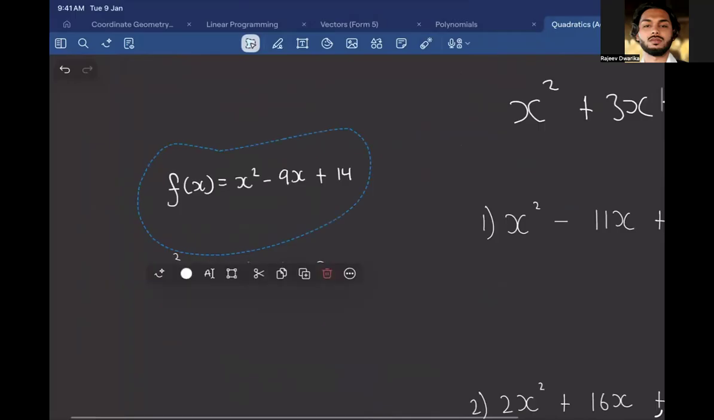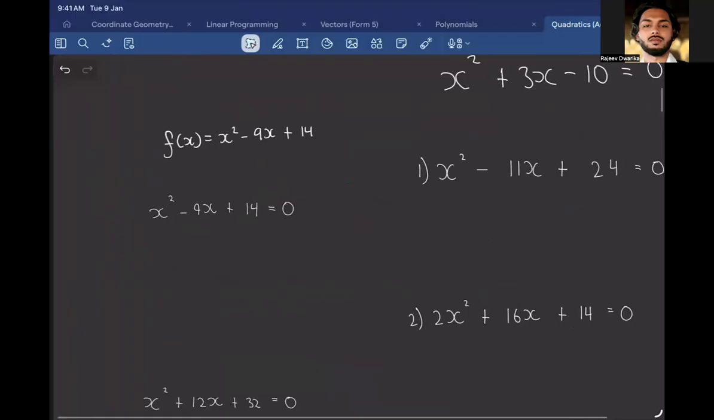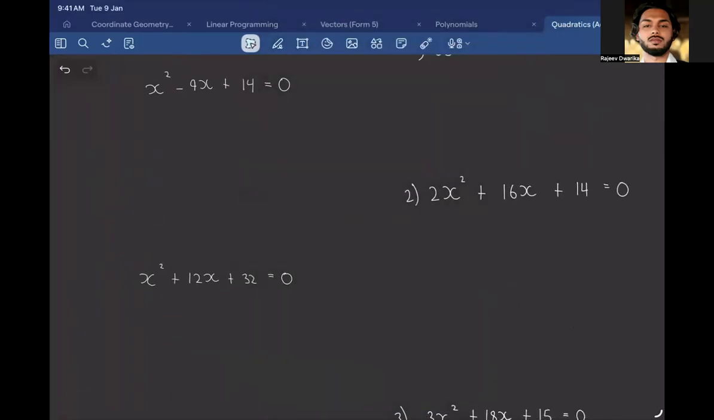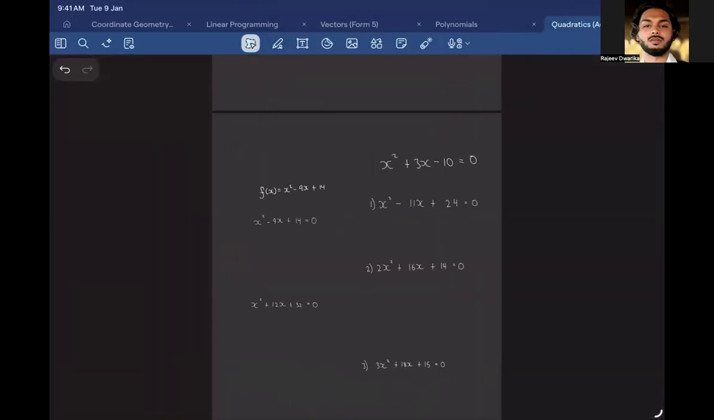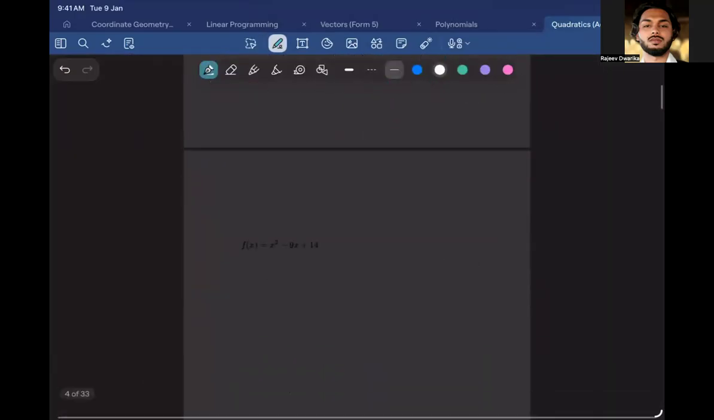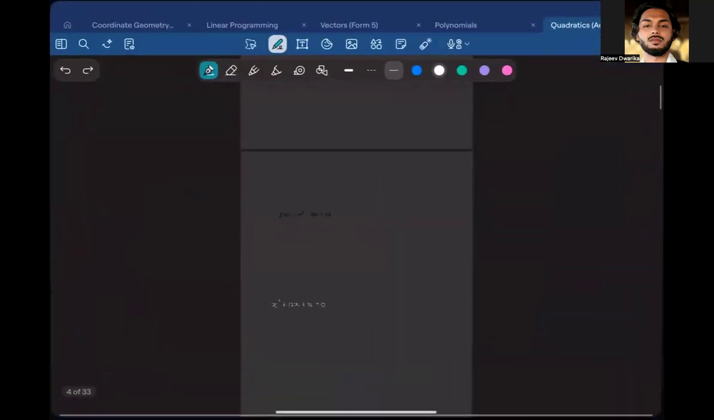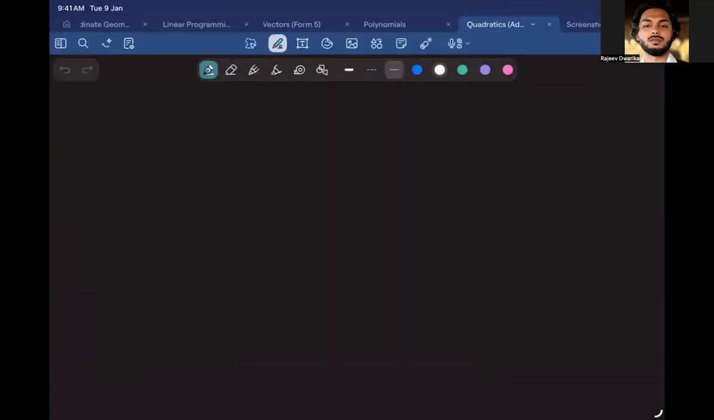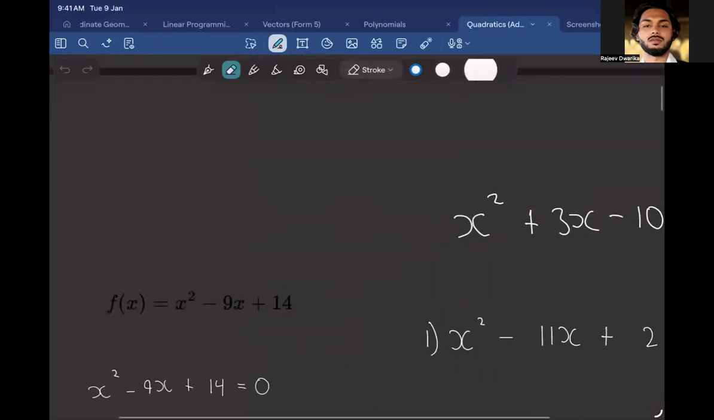Come on, convert to math. Why is it not working? Why is this thing taking long? What? Did it just crash? That's weird. I've got to write it out. It's okay.